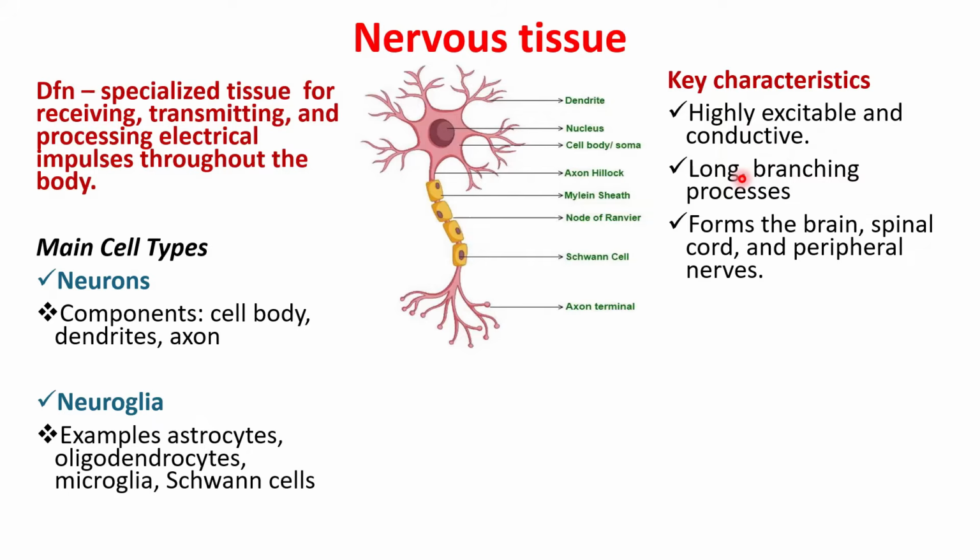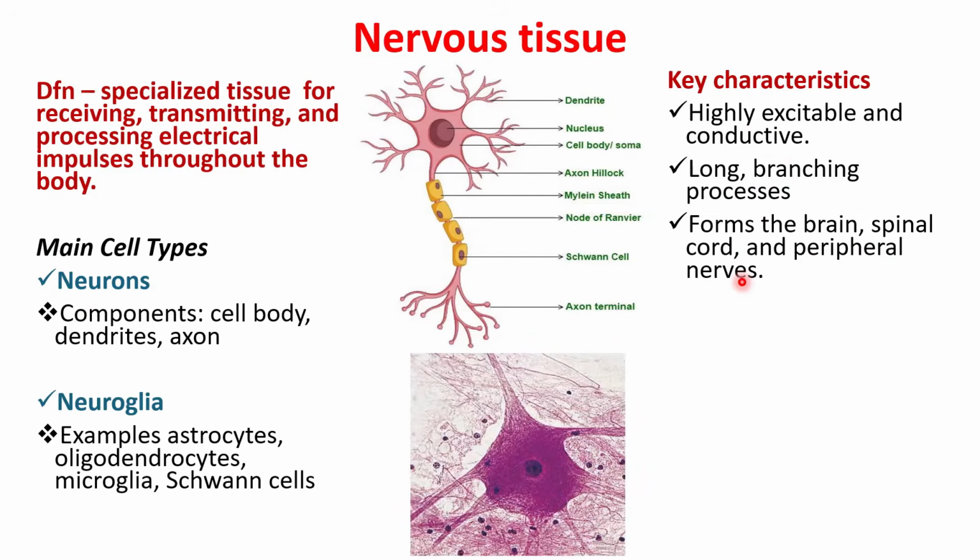And then these neurons are the ones that form the brain, they form the spinal cord, and they also form the peripheral nerves. So talk about the cranial nerves and the spinal nerves. All of them will be formed by neurons. And that's the nervous tissue, basically.